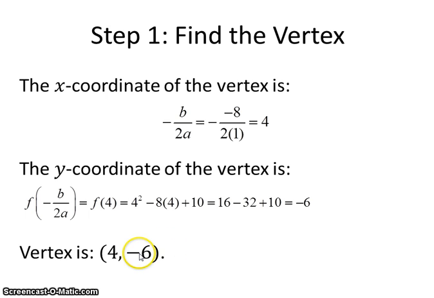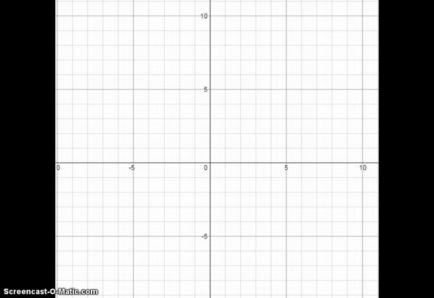I'm going to go ahead and plot that. So here is my vertex at 4, negative 6. We could just go ahead and draw our parabola right now because we know that the a value of the parabola is 1, so it's just the standard parabola shifted 4 to the right and down 6 to give its vertex at 4, negative 6. But let's go ahead and plot the x and the y intercepts. That'll give us a little better idea of what the graph will look like.